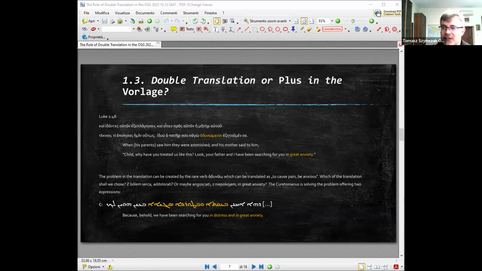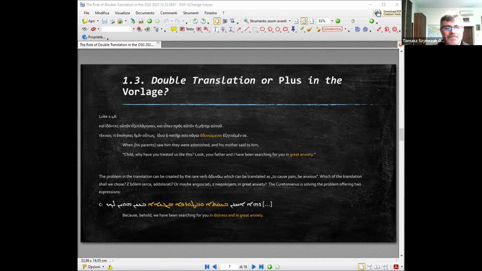Which translation shall we choose? Z bólem serca, adolorati, or maybe angosciati, z niepokojem, in great anxiety. So the Curetonianus solves the problem, offering two expressions, rendering two different possibilities. Here the Sinaiticus has a lacuna, so we do not possess it. In the Curetonianus we have: behold, we have been searching for you in distress and in great anxiety.